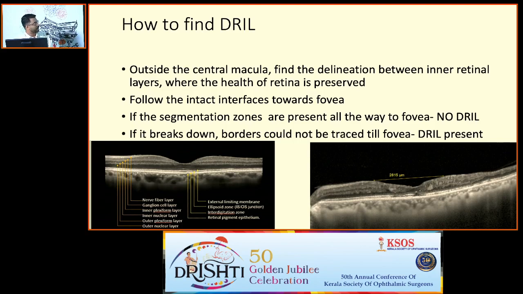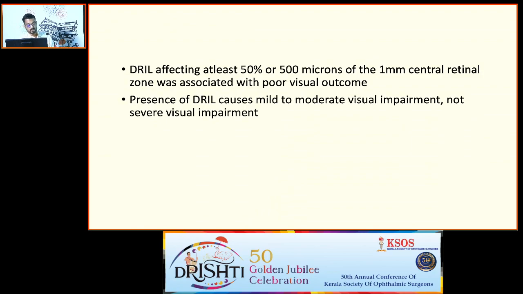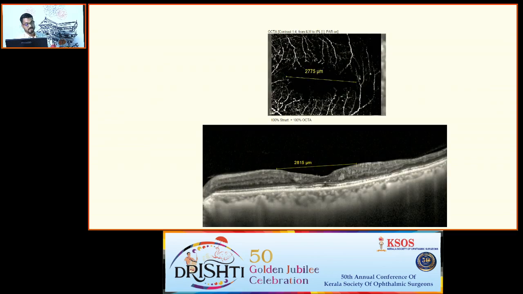So here you can see that the delineation between the inner retinal layers is lost perifoveally. If the segmentation zones are present all the way to the fovea, there is no DRIL. If it breaks down and the borders cannot be traced to the fovea, then DRIL is present, in this much area. DRIL affecting at least 50% or 500 microns of the 1 mm central retinal zone was associated with poor visual outcome. Presence of DRIL causes mild to moderate visual impairment, not severe visual impairment.